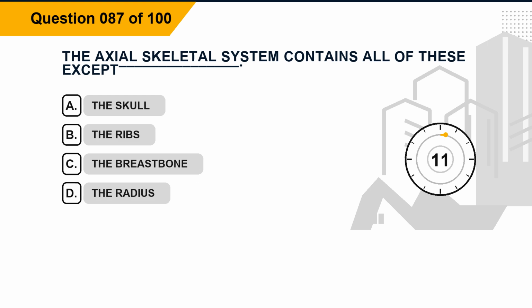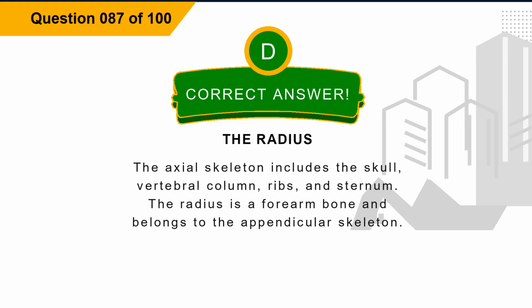Question 87. The axial skeletal system contains all of these except blank. Option A, the skull. Option B, the ribs. Option C, the breastbone. Option D, the radius. The correct answer is option D, the radius. Explanation: the axial skeleton includes the skull, vertebral column, ribs, and sternum. The radius is a forearm bone and belongs to the appendicular skeleton.